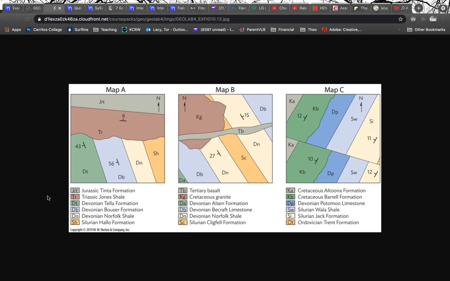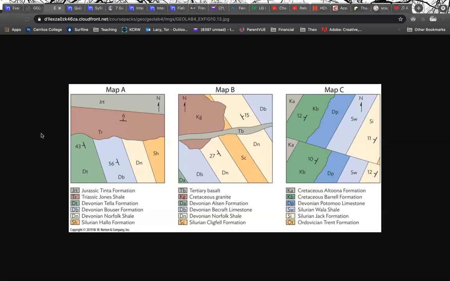What type of unconformity is it? Well, considering the dips of the stratigraphic units below and above the unconformity, we see that they are tilted at different angles. Specifically, below the unconformity, they're at 43 and 56, tilted to the west. Above the unconformity, 6 degrees to the north. Because they are at different angles, this must be an angular unconformity.